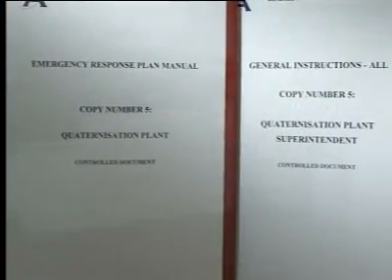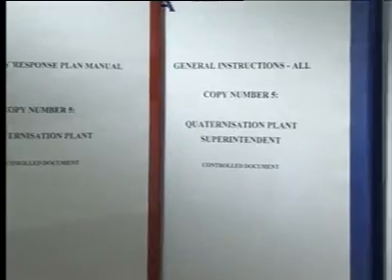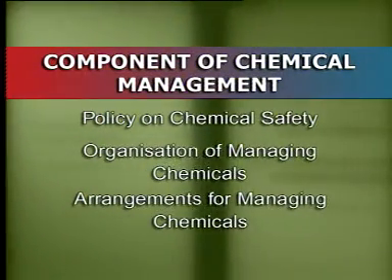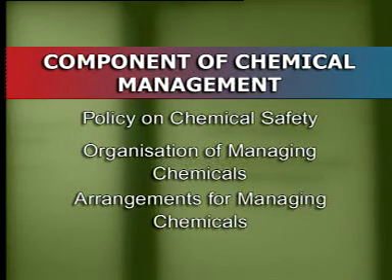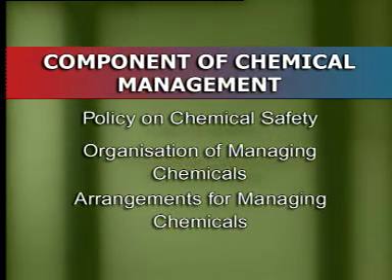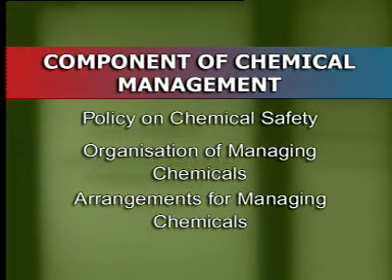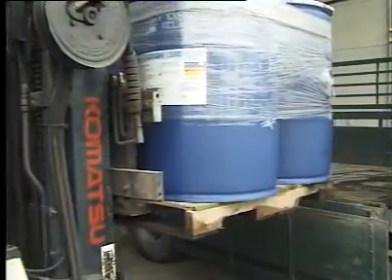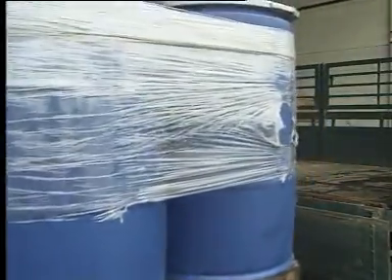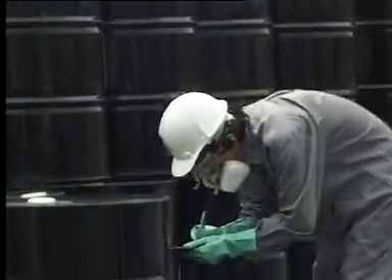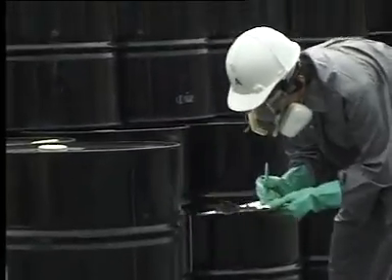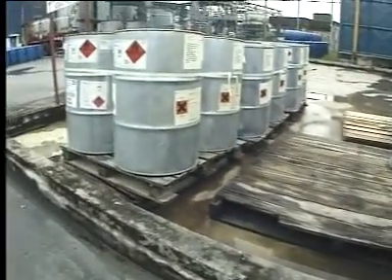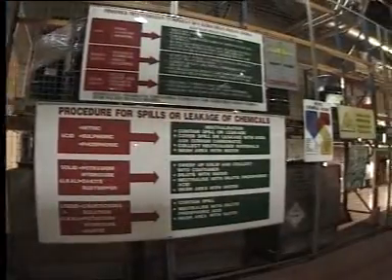Companies that handle chemicals should have a system to manage chemicals. This includes a policy on chemical safety that identifies and authorizes persons responsible to manage the chemicals. All chemicals used in the workplace should be recorded in a chemical register. There should also be a procedure on the purchasing of chemicals. Chemicals should be properly stored with incompatible chemicals separated.